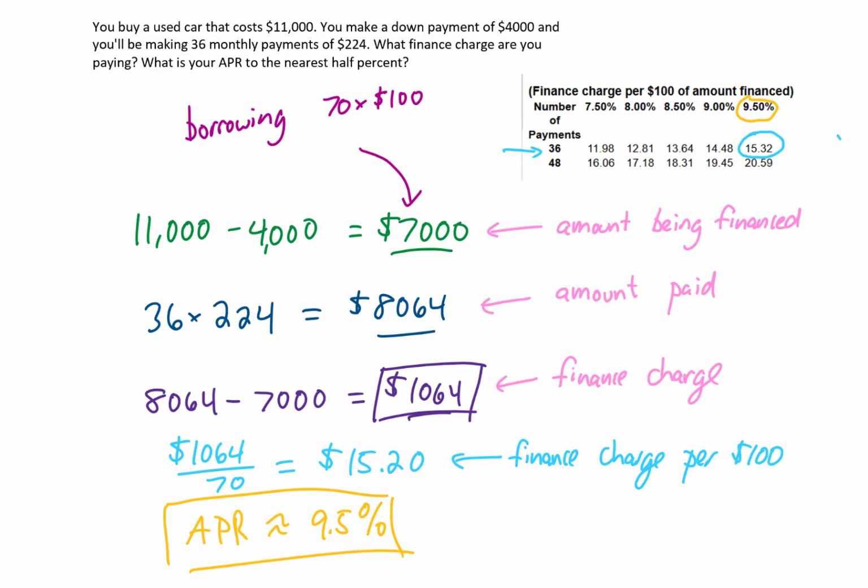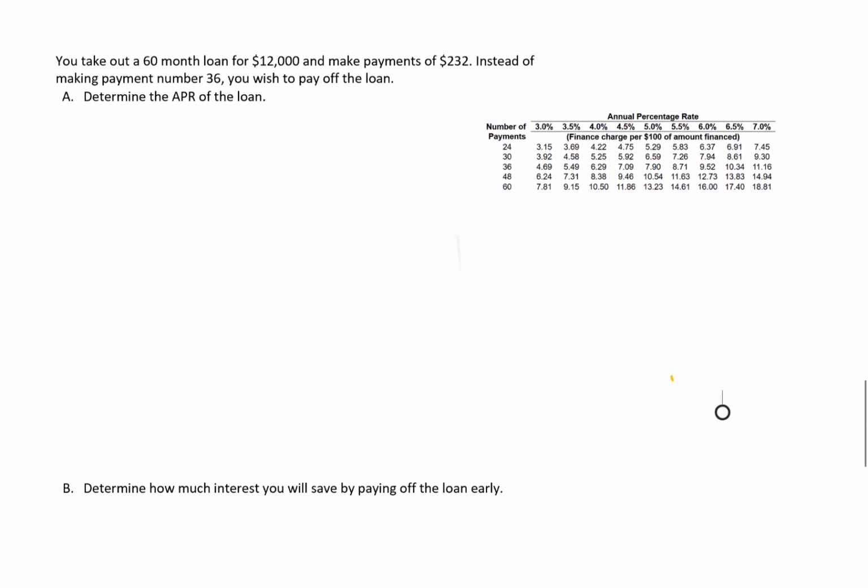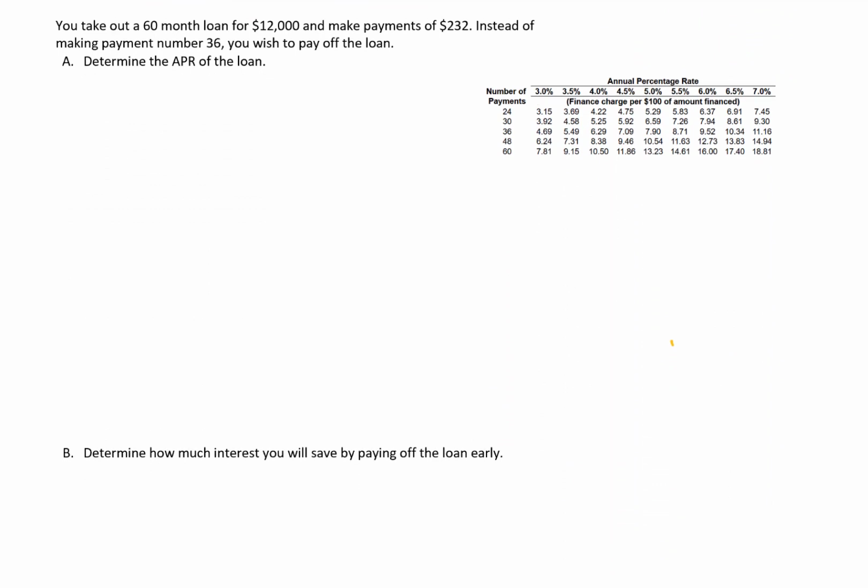Now, we've got a couple of pretty tough problems coming, so let's take a look at the next one. You take out a 60-month loan for $12,000 and make payments of $232 per month. Instead of making payment number 36, you wish to pay off the loan. First, let's determine the APR of this loan.